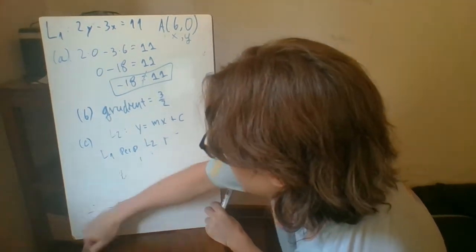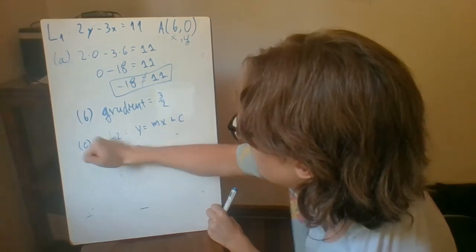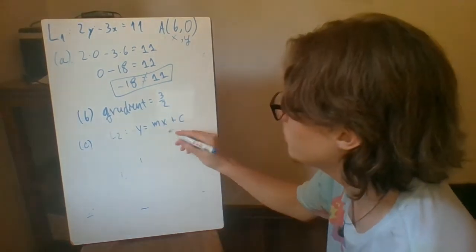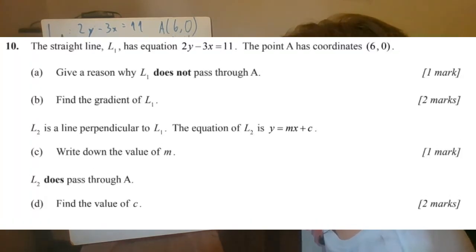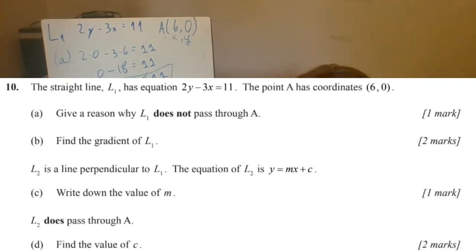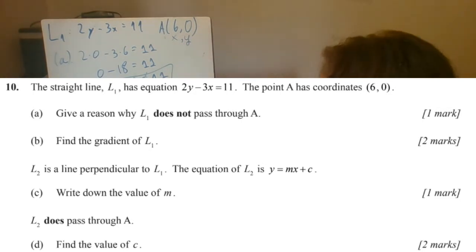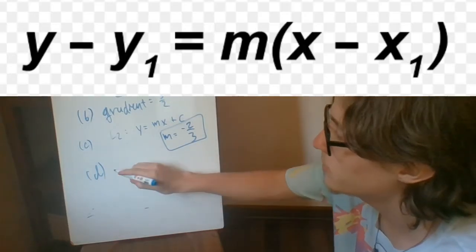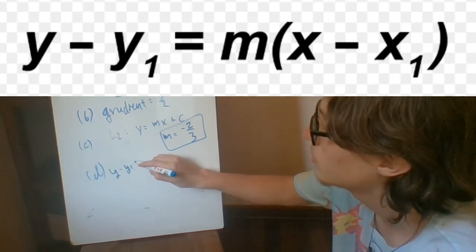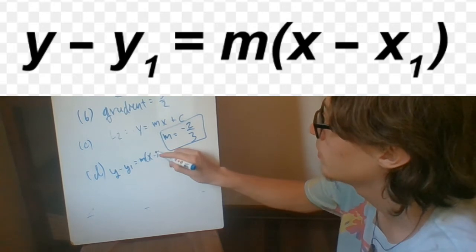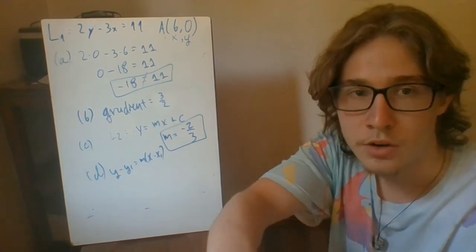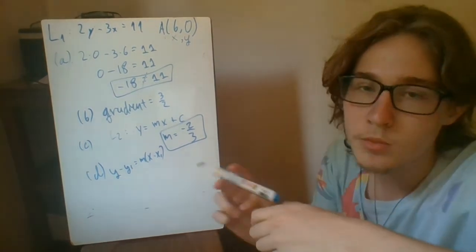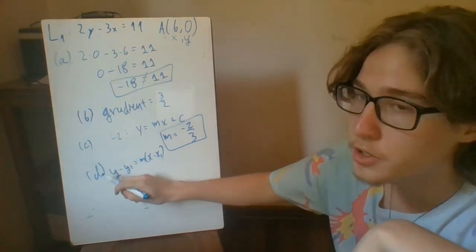So for part C, we flip it, times negative 1, as we said before: -2/3. Finally, for part D, they tell us that L2 does pass through A. So what is the value of c? Well, here you necessarily have to use this formula right here, which is the point slope formula, which is actually not in the formula booklet, but it is extremely useful, and I highly recommend that you learn it.